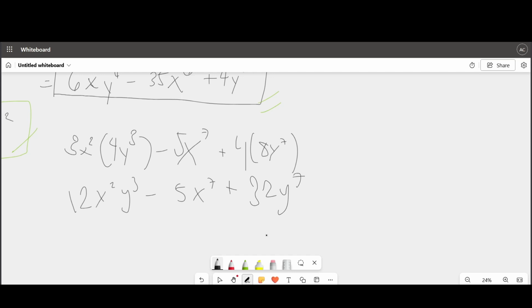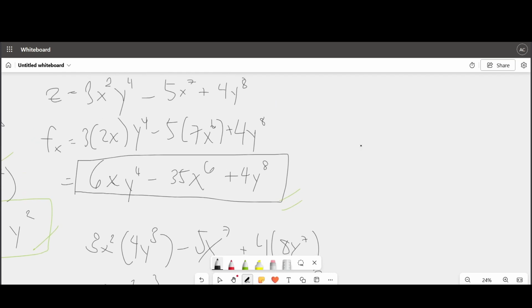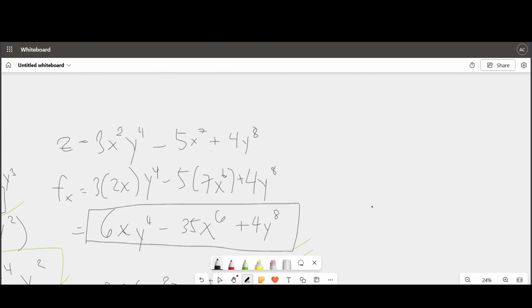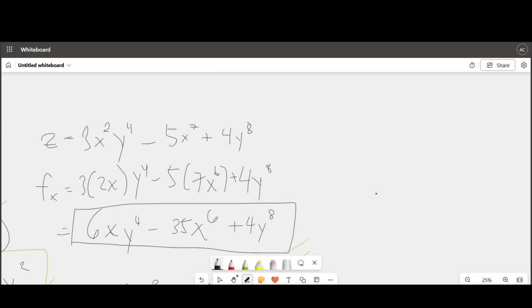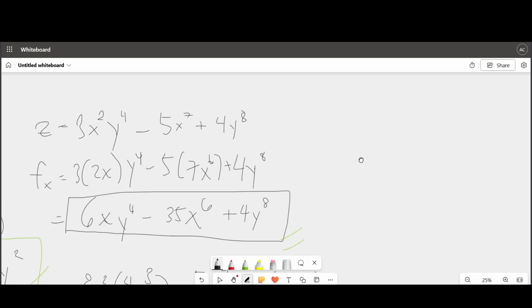Now, say this is the answer. That's the partial derivative with respect to... Oh, oh my God! Sorry about that. I forgot. I was supposed to multiply this. We got 8 times 4 is 32 by 7, I think. So we're supposed to multiply that.